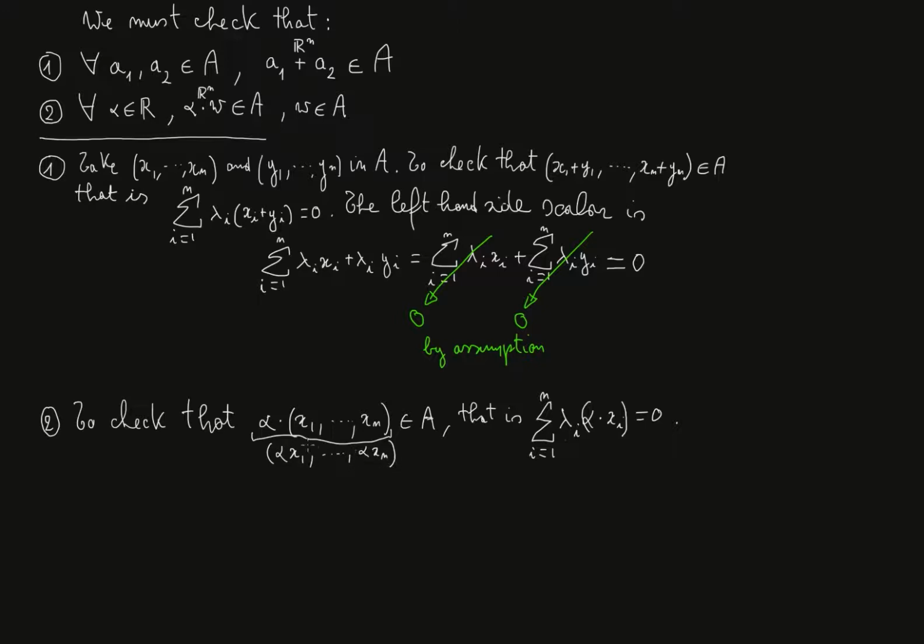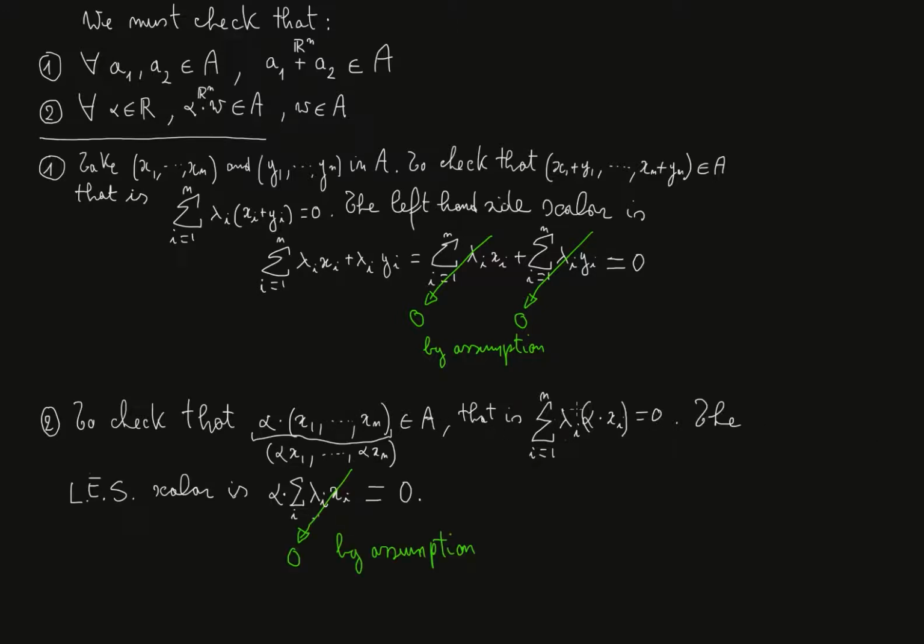And we have to show that this vector belongs to A. The only thing we have to do is prove that if we take the sum of all the coefficients of the vector, multiplied on the left by these lambda i's that we fixed at the very beginning, we get the 0 number.